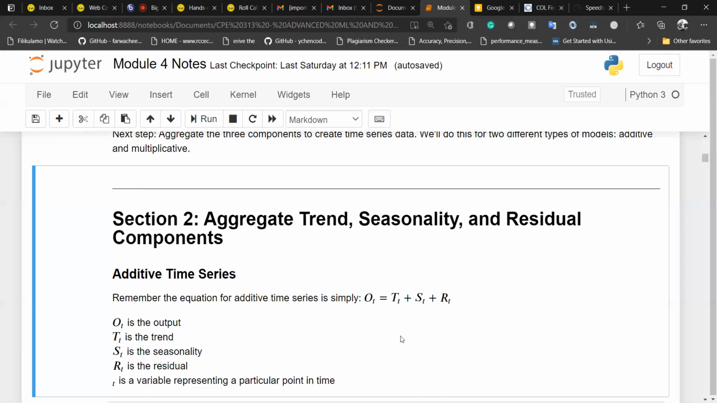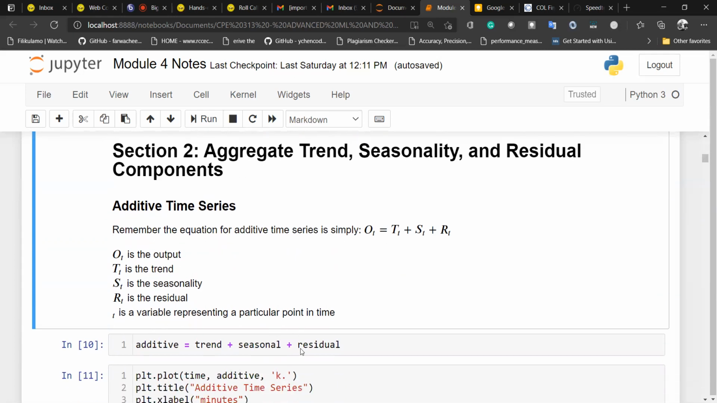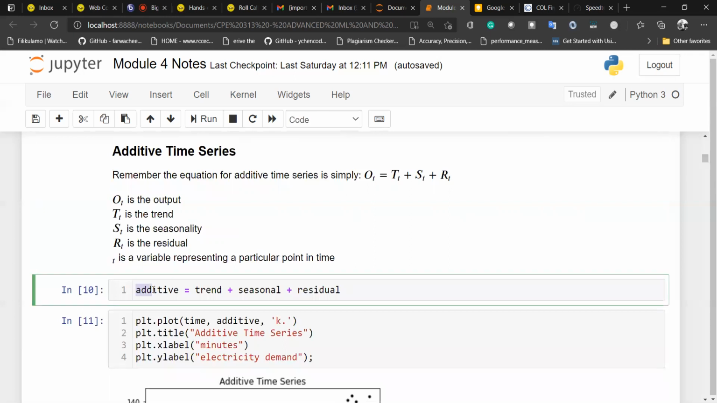Okay, that is the output, or the generated time series, which is equal to the sum of the trend in terms of time, the seasonality in terms of time, and the residual in terms of time. So when we add those three, we will have an output of the additive time series. The T here is a variable representing a particular point in time. So basically, this is the formula. The additive can be equal to the trend, seasonal, and residual.